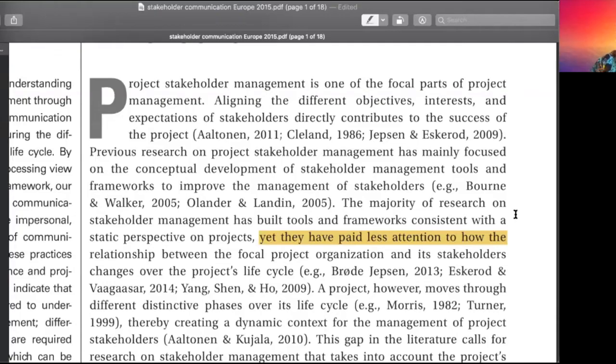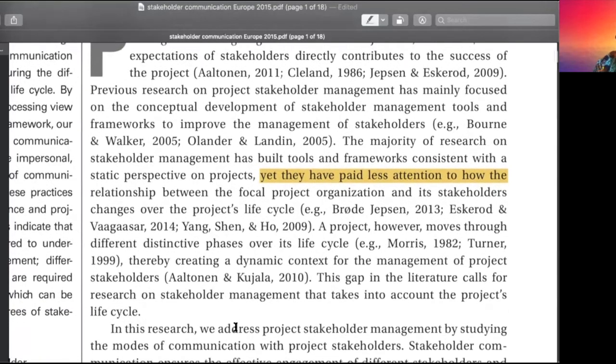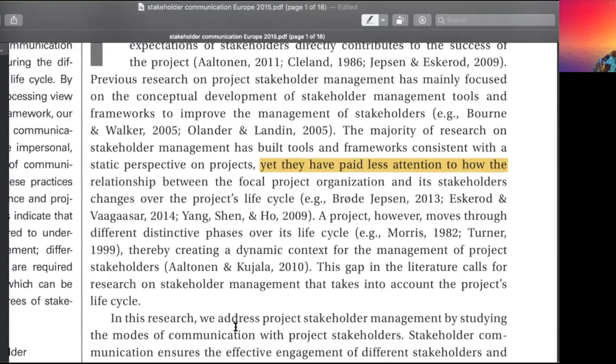A project moves through different, distinct phases over its life cycle. What it is emphasizing here is that the current research in this area does not look at these distinct phases and how to manage stakeholder communication. So it goes on: a project moves through distinctive phases over its life cycle, thereby creating a dynamic context for the management of stakeholders. This gap in the literature calls for research on stakeholder management that takes into account the project life cycle. So it is pointing out that there is a gap in the literature.